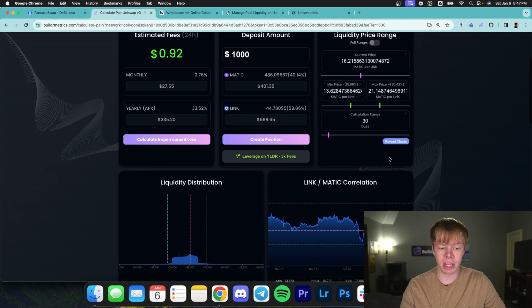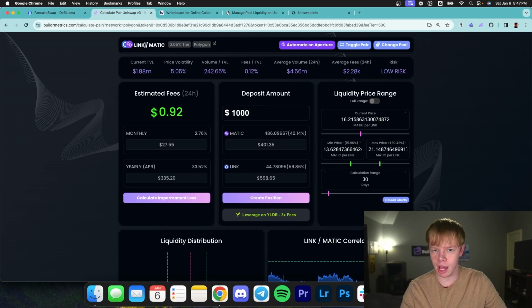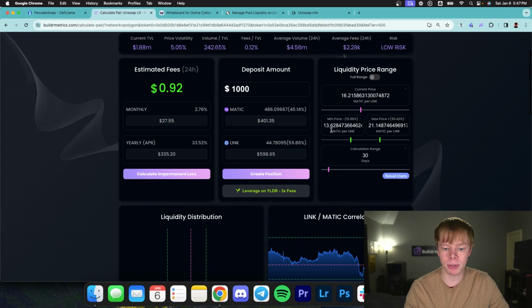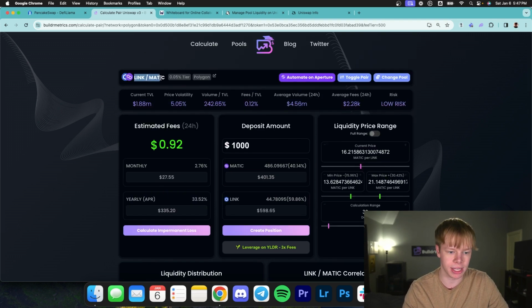Now, something that I'm going to note right here, since we are not looking at Matic to USDC or Link to USDC, dollar values are somewhat irrelevant in this scenario. This chart does not represent dollar values. It represents how many Matic it takes to equal one Link. And that's because we're looking at Link/Matic, base/quote asset. We are being quoted in Matic.